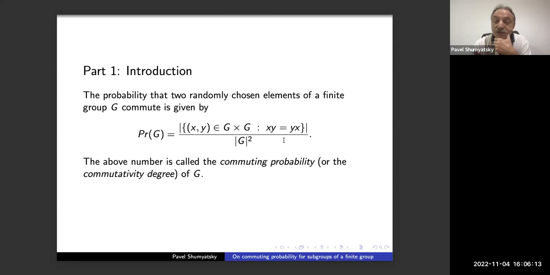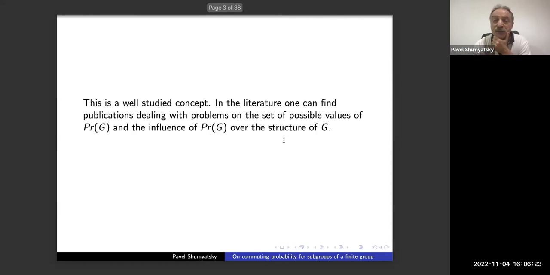This number is usually called the commuting probability of G, or sometimes the degree of commutativity of the group G. This is a well-studied concept, and in the literature one can find rather many publications dealing with this. Some results are about what is the set of possible values for commuting probability, and others deal with the question of what is the impact of the commuting probability on the structure of the group G.